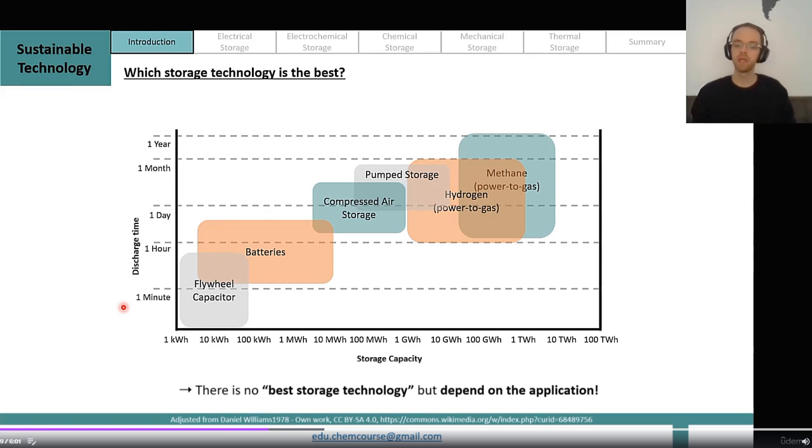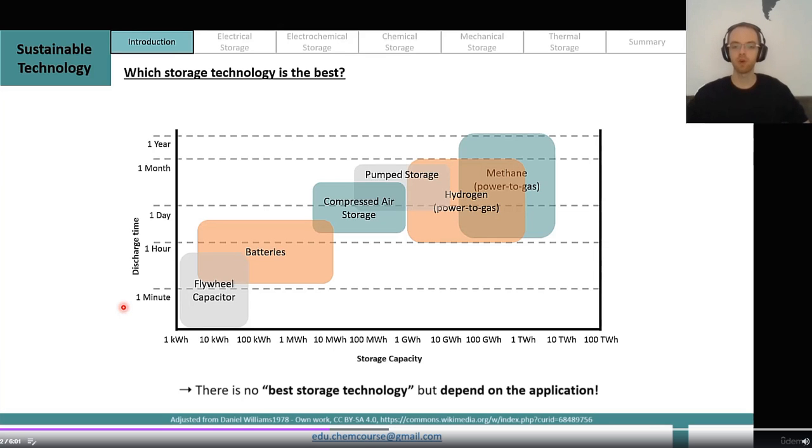Do I need to charge and discharge my storage very often? Do I need a high storage efficiency, or maybe a high charge and discharge efficiency? How long do I want to hold this energy, and how much energy do I want to store?